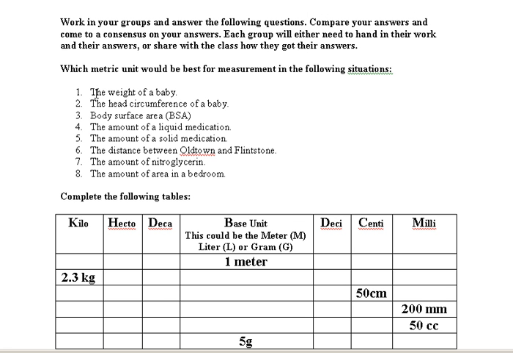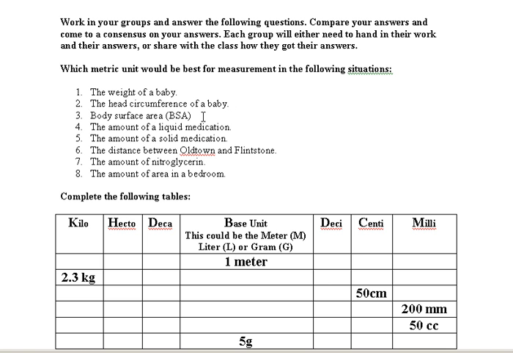Here we're supposed to see which metric unit would be the best to measure these things. Well, the weight of a baby, you could measure that in grams or kilograms. It's similar to like pounds and ounces. Head circumference, well, a circumference is a measurement of distance, so you would use millimeters or centimeters or meters. Probably centimeters would be a good one to use.